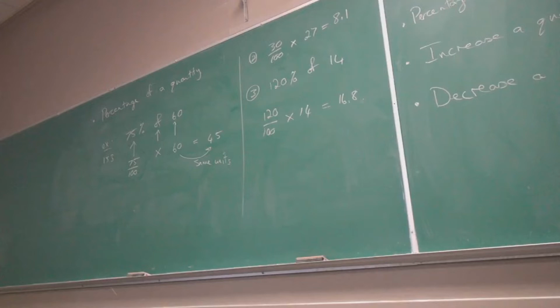The one thing I do not want you to do, for the love of everything you hold dear, do not ever use the percentage button on your calculator. Don't do it. Ever. Ever. What does that percentage button do? Some people do 27 times 30 percentage button. What does that do? Exactly. Divides by 100. Because that's what's missing here, right?